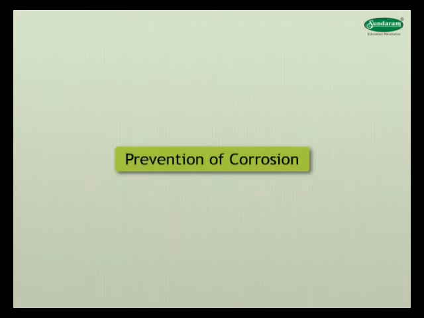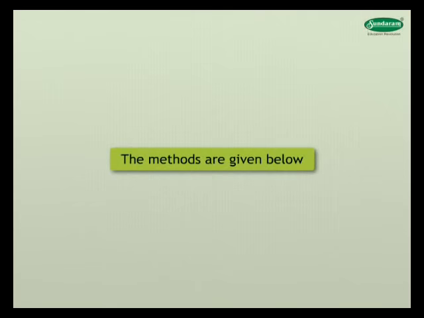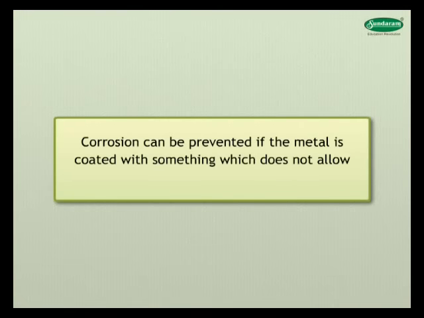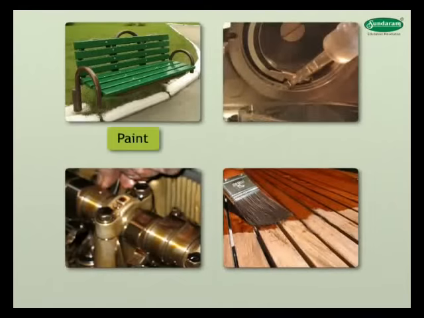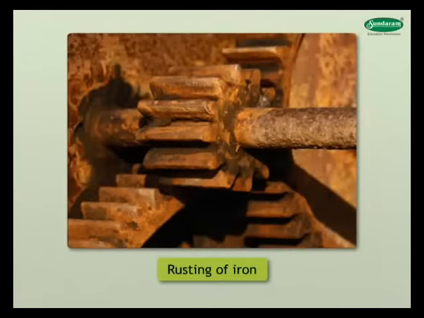How to prevent corrosion? Corrosion of metals can be prevented if the contact between metal and air is cut off. This is done in a number of ways. Some of the methods are given below. Corrosion can be prevented if the metal is coated with something which does not allow moisture and oxygen to react with it. Coating of metals with paint, oil, grease or varnish prevents the corrosion of metals. For example, rusting of iron can be prevented by this method.